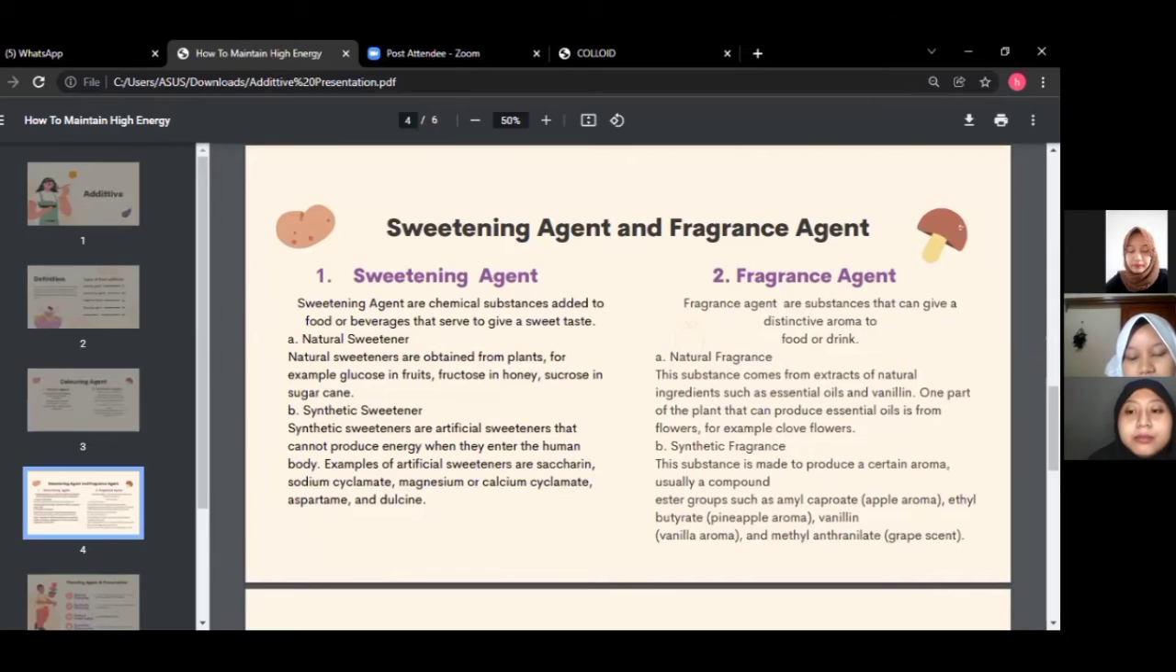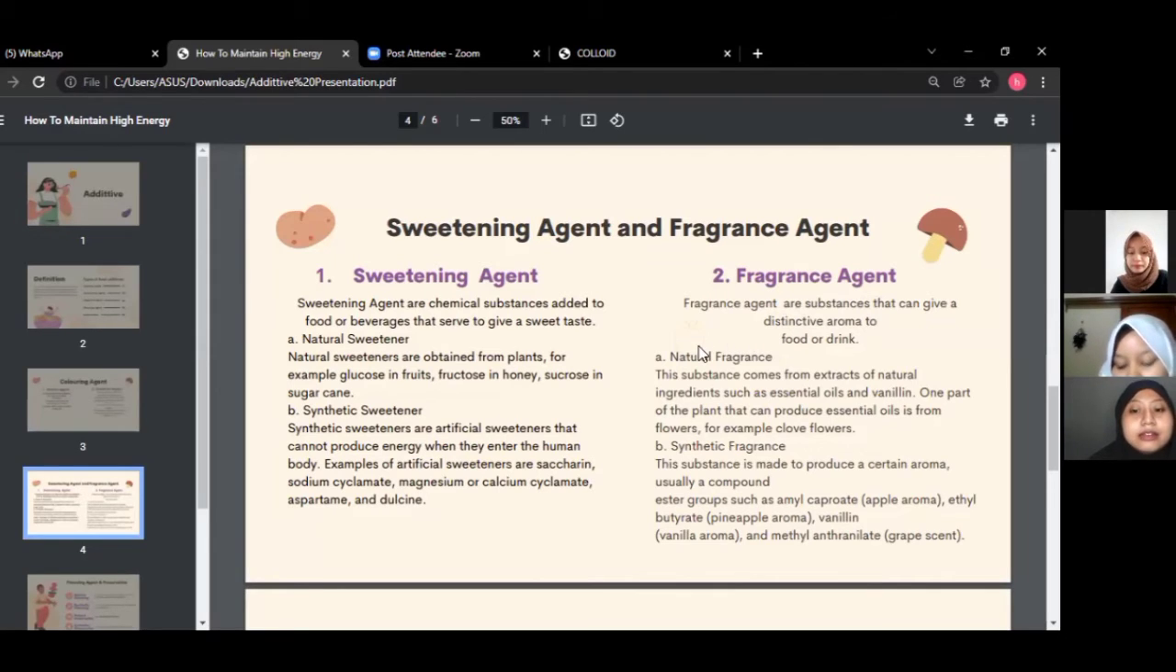And then we're going to move to fragrance agent. Fragrance agents are substances that can give a distinctive aroma to food or drink. Same as before, fragrance agent is divided into two parts. First is natural fragrance. This substance comes from extracts of natural ingredients such as essential oils and vanilla. One part of the plant that can produce essential oils is the flowers, for example clove flowers.